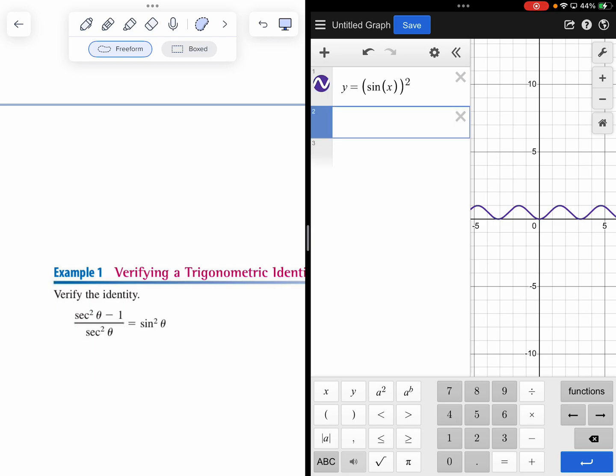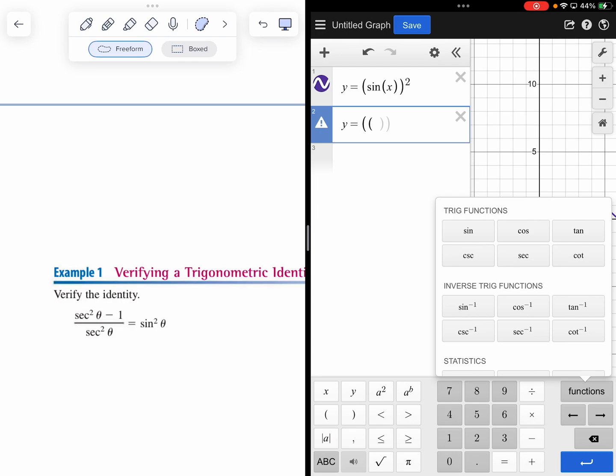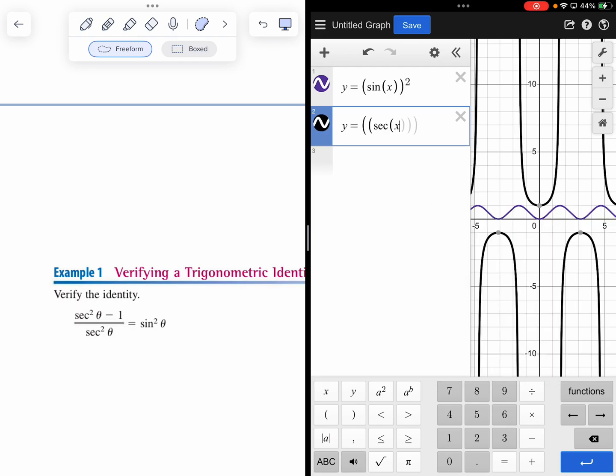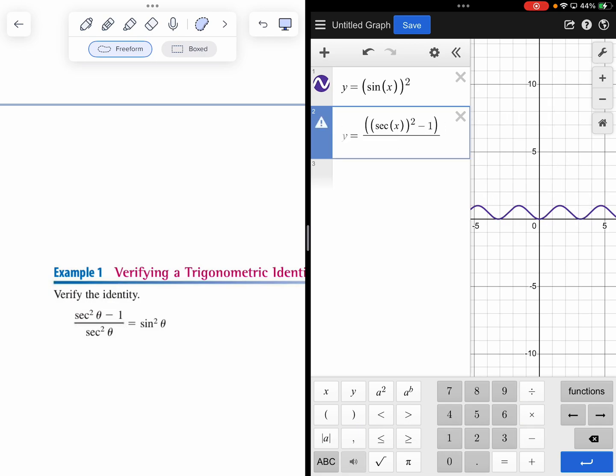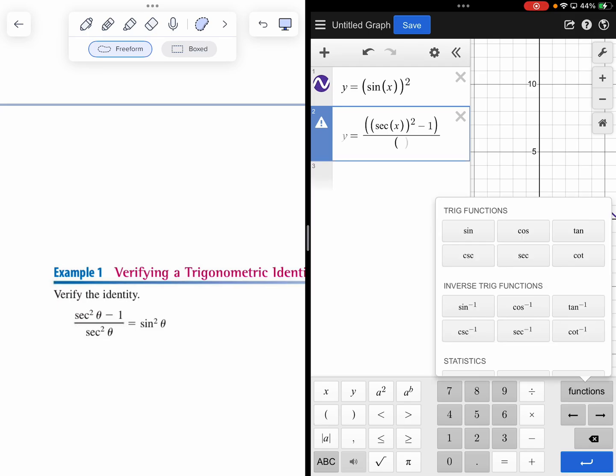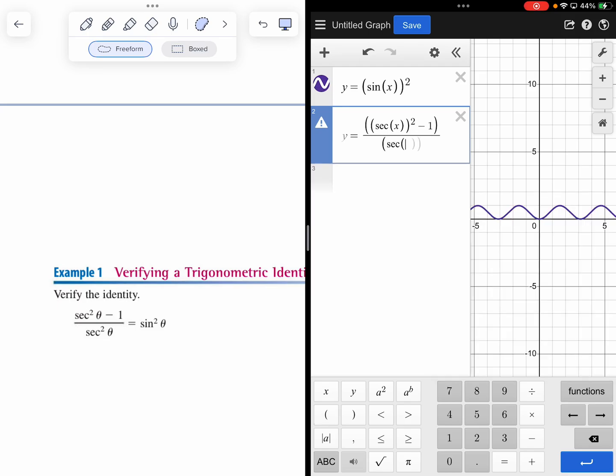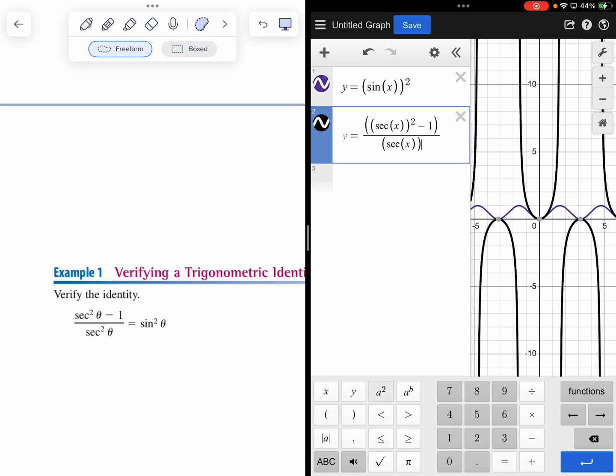So I want to show you the graph of y equals sine squared x. And I want to show you the graph of y equals, the numerator is secant squared x. They use theta, I'm switching theta to x. Minus 1, all over secant squared x. And again, I want to show you that they're on top of each other.